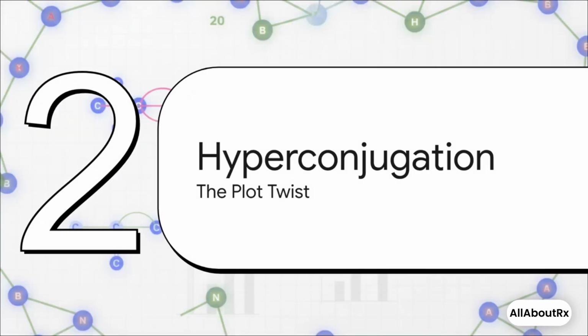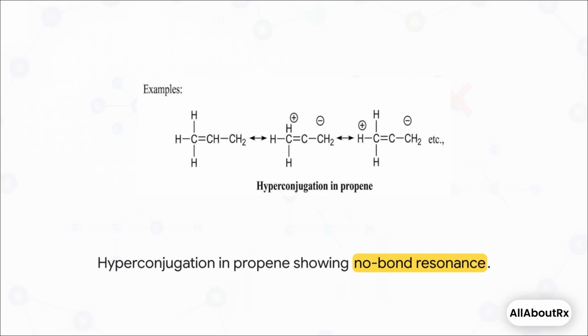Okay, Section 4, the power of hyperconjugation. You know, just when you think you've completely mastered the rules of pi bonds, organic chemistry throws a plot twist at you. And that twist is hyperconjugation. Think about the structure of propene. Hyperconjugation is a special case involving the delocalization of sigma electrons, like a carbon-hydrogen or carbon-carbon bond, into an adjacent p, pi, or sigma star orbital. We famously call this no-bond resonance.